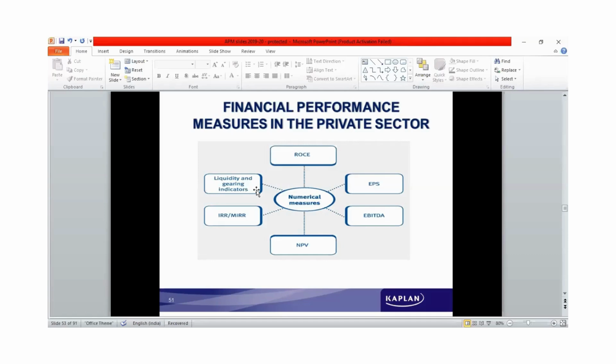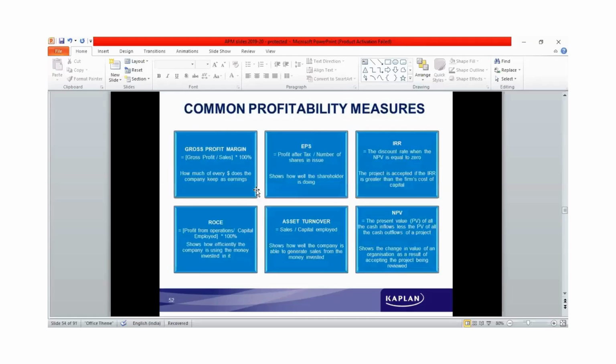Now, what is ROCE? ROCE is return on capital employed, right? There are the profitability measures which are considered. So profitability measures are all profit margins like gross profit, operating profit. Sometimes the term is used as net profit. So net profit margin. So all profit margins which are compared with sales. Sales is taken as the base, which is 100%. And what is the percentage of profit which is earned?